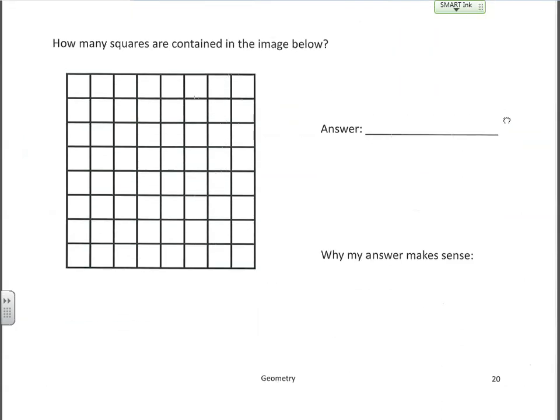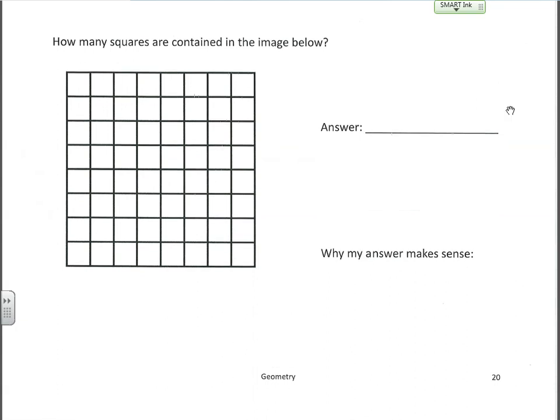Next question. How many squares are contained in the image below? Oh, you gotta love these. How many squares are contained in the image below? You probably started by counting, you've got 1, 2, 3, 4, 5, 6, 7, 8 across, 1, 2, 3, 4, 5, 6, 7, 8 down the side. So that's 64 total. Oh, plus the big one, right? Can't forget about, that's always the one people miss, the big square. There's 65. 65 squares.